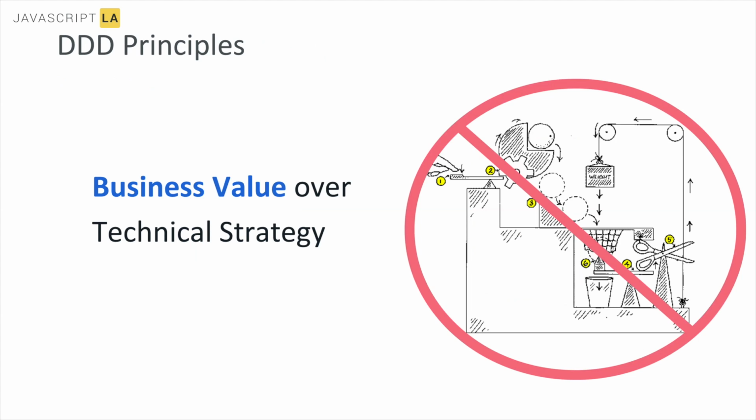The principles of domain-driven design: the first one is focusing on business value over technical strategy. As engineers, it can be really tempting to go after that shiny new technology and figure out how to make it work with your system. You want to try it out, but domain-driven design says focus on getting the most business value you can. Obviously don't pick bad technical strategies, but use them as a tool to get that business value, not vice versa.